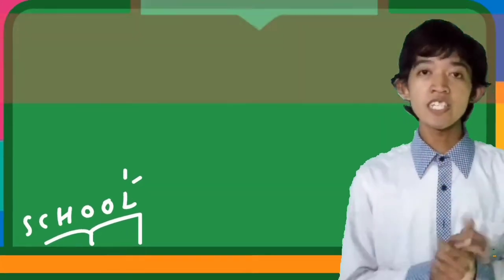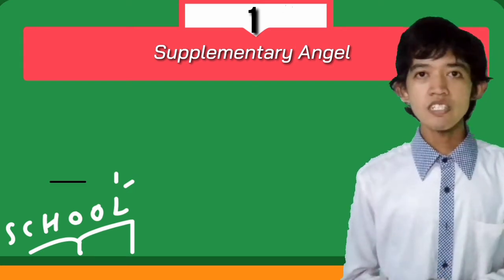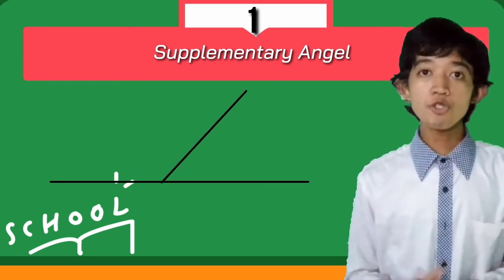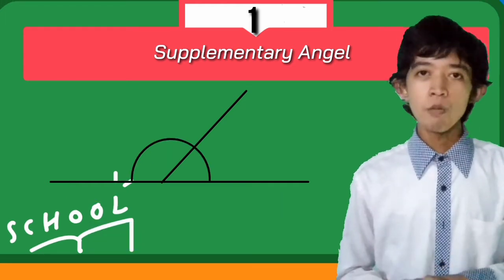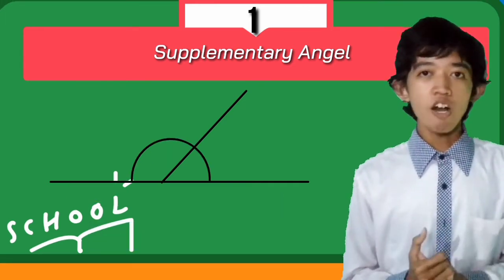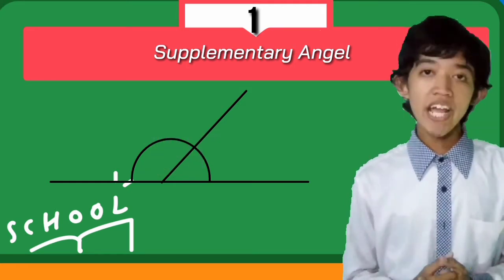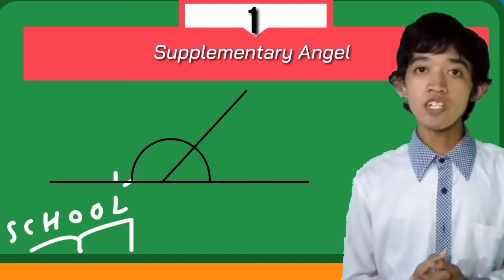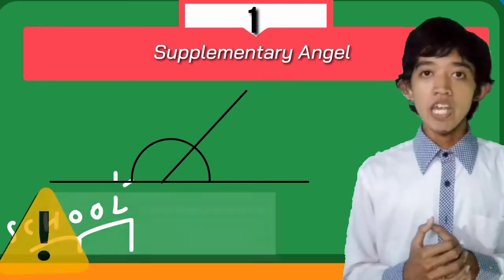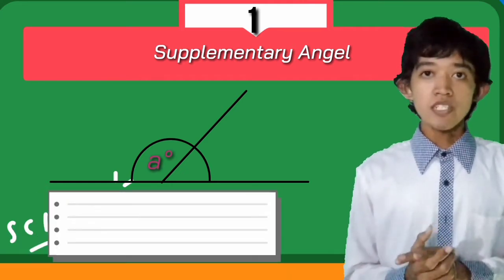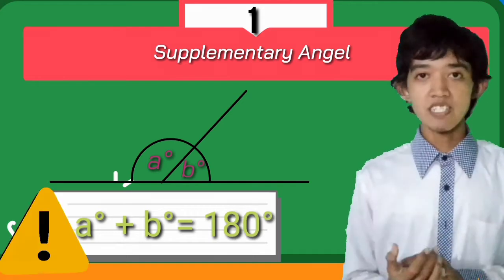Okay, first is supplementary angles. Supplementary angles is a condition in which two angles form a straight angle, which means an angle of 180 degrees, where one angle is the supplement of the other angle. Pay attention. A degrees plus B degrees equals 180 degrees.